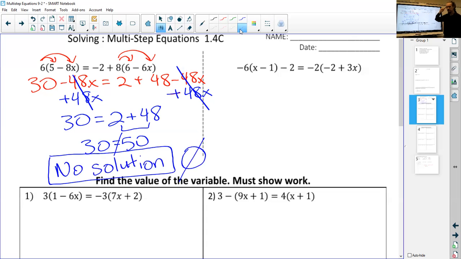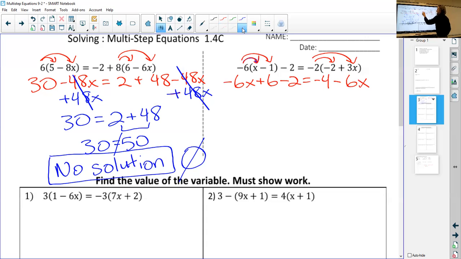And then if you remember this, hopefully that brings back some memories from last year. You should see what's probably gonna happen on the right-hand side. But we'll do it anyway. So negative 6 times x is negative 6x. Negative 6 times negative 1 is positive 6 minus 2 equals, distribute on the right side. Negative 2 times negative 2 is negative 4. Negative 2 times 3x is negative 6x.